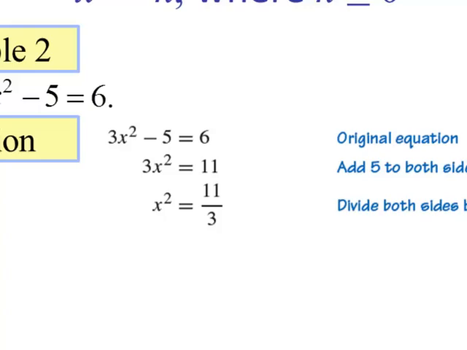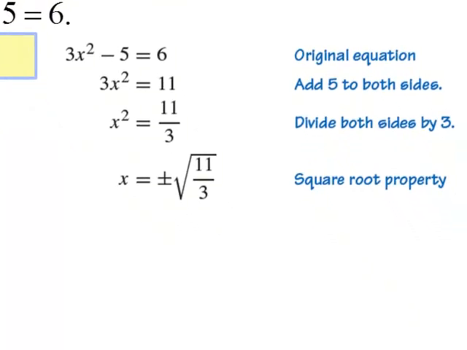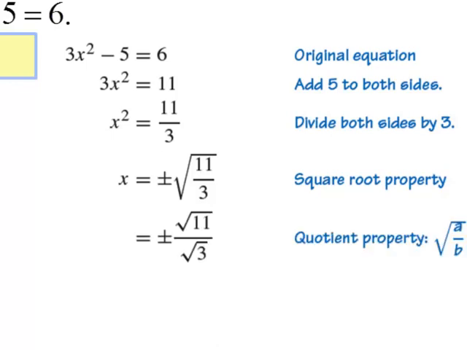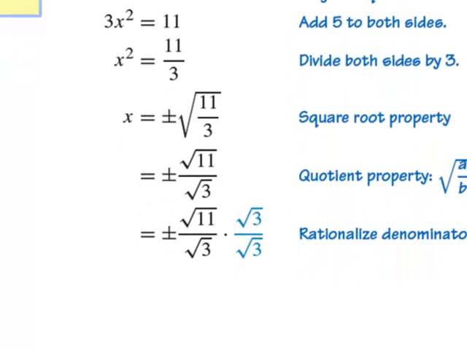To get rid of the square, we take the square root and use the square root property. So we have x equals plus or minus the square root of 11/3. Next, we want to use the quotient property to split the square roots. So we have x equals plus or minus the square root of 11 divided by square root of 3. Now we need to rationalize the denominator, so we're going to multiply this fraction by square root of 3 over square root of 3, and we get our final answer plus or minus the square root of 33 divided by whole number 3.